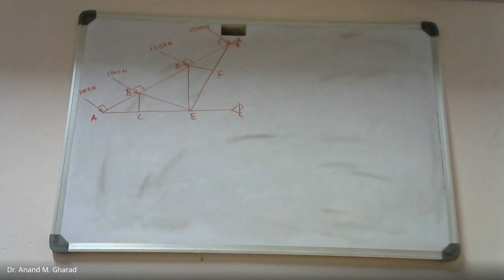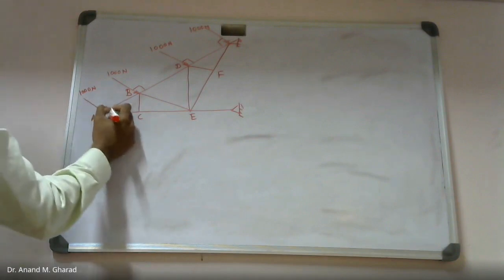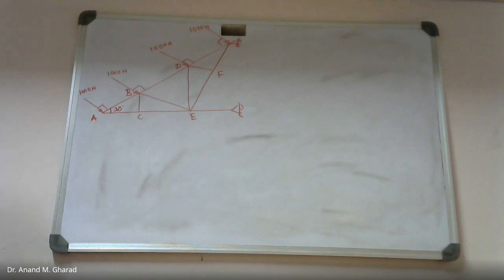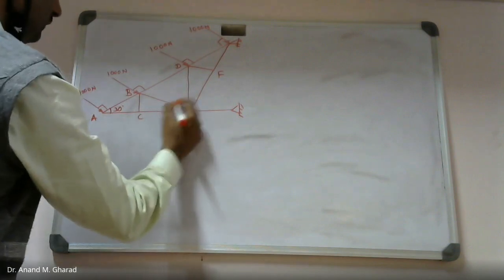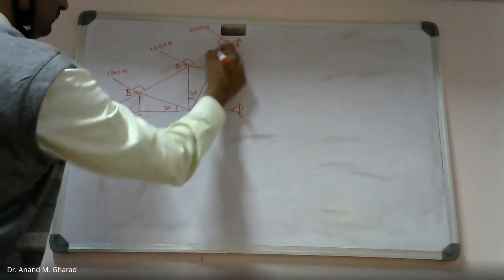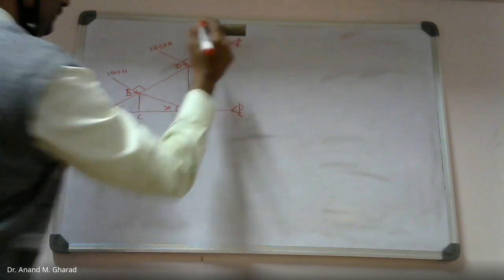You are supposed to find out the forces in each member of this truss. Okay? One more thing, the angle information is given. This is 30 degree. This is 30. 30. 30 degree.